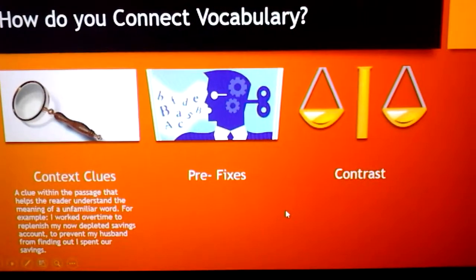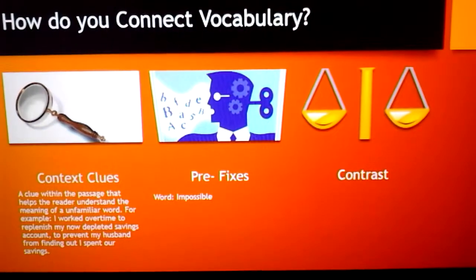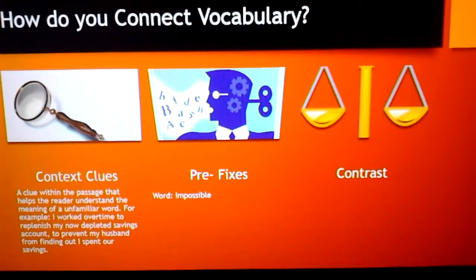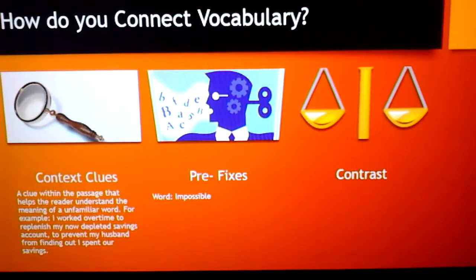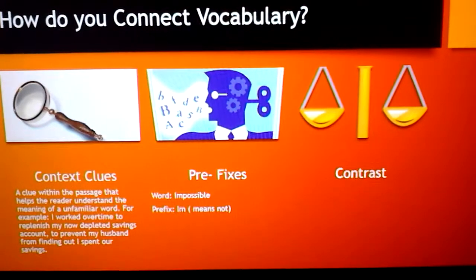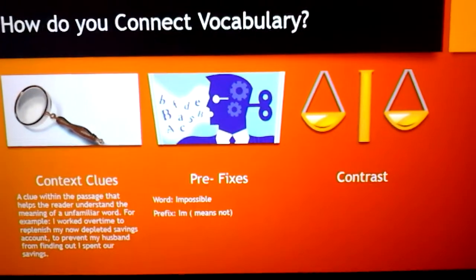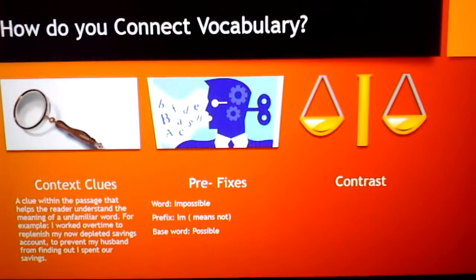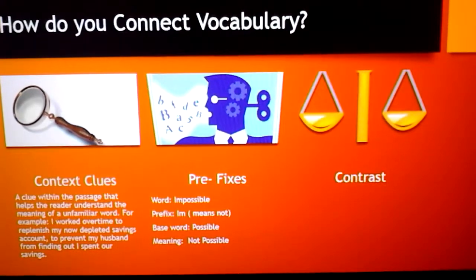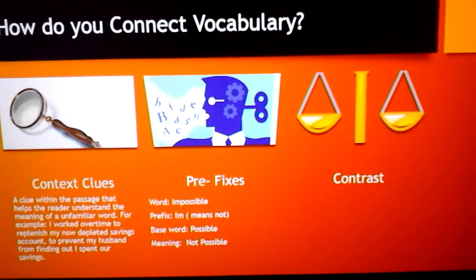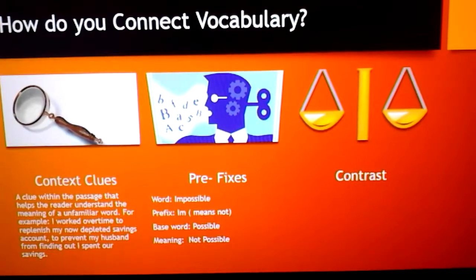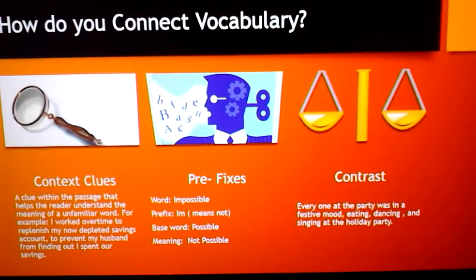And the second thing we can use is prefixes. The prefix is a set of letters at the start of a word. The first word we have is impossible. Impossible is the full word. The prefix is im, which means not. So the base word is possible. The meaning of the whole word is not possible, which correlates that the word impossible means not possible.